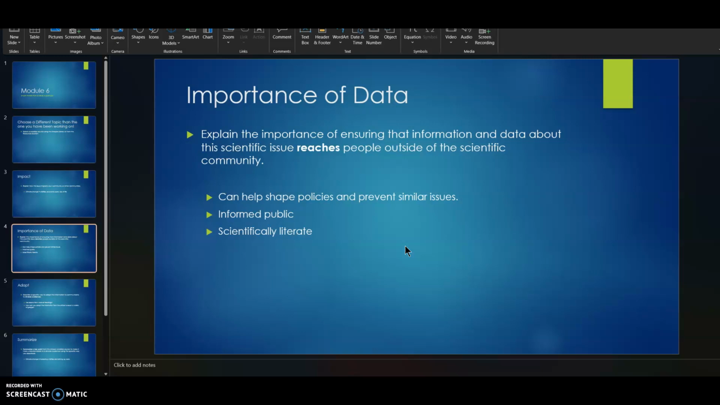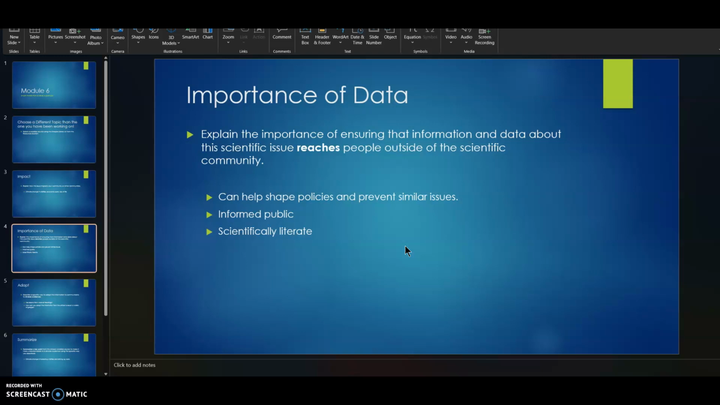So the importance of data most of the time is to help shape policies and prevent similar issues, making sure that the public is informed so that they understand that it's a safety issue or that it's an issue that could potentially affect them and something that they need to be scientifically literate about. So for instance, people that lived in the urban setting of Denver, Colorado, they didn't really pay too much attention to the wildfires. They always just thought, well, it's an issue out in the mountains. It's not anything that can affect us.